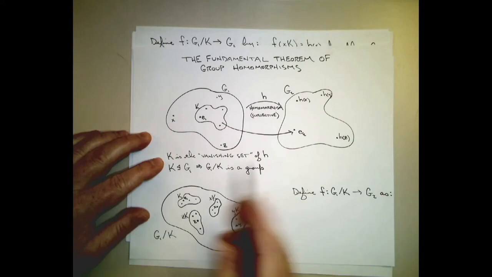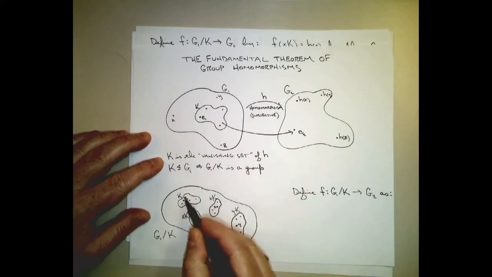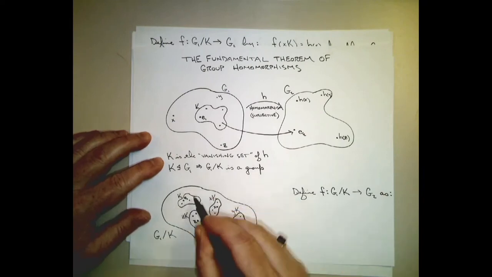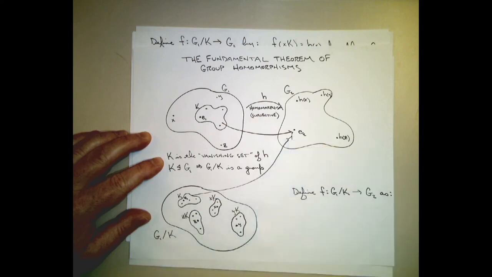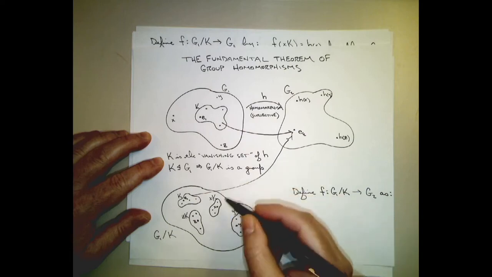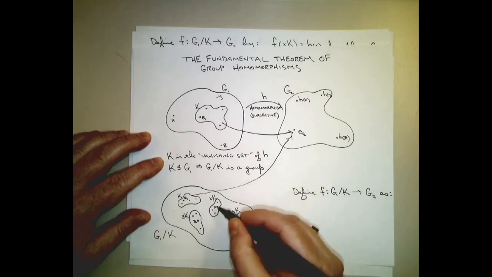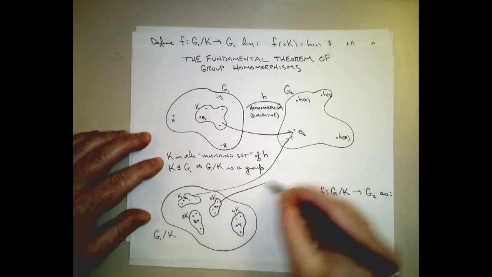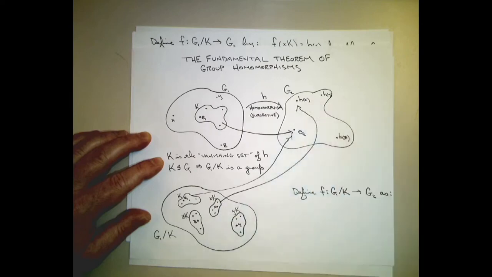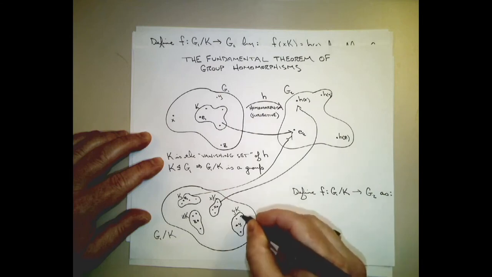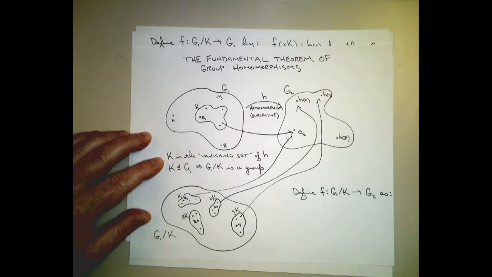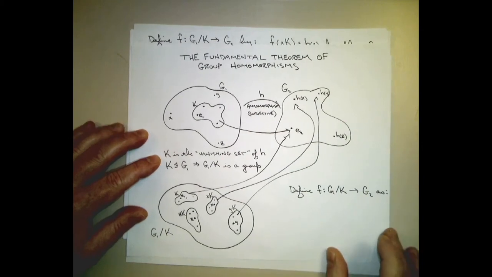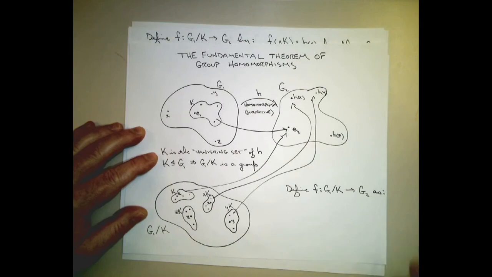Right, let's go back and look at the picture. Doesn't it seem natural to send K, the coset that contains E1, to E2? Doesn't it seem natural to send the coset that contains X to H of X? The coset that contains Y to H of Y, and so on. Doesn't that seem like the most natural function to work with, right?